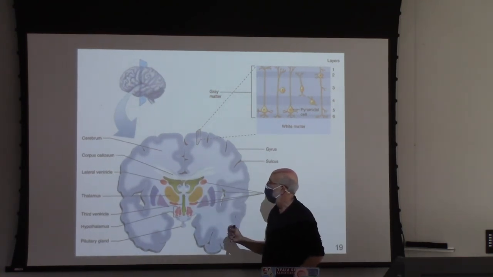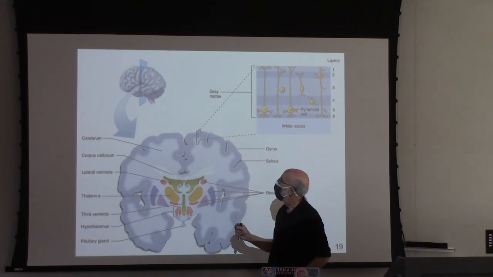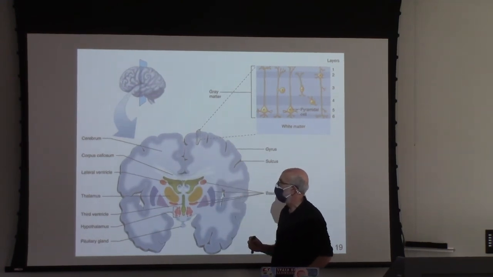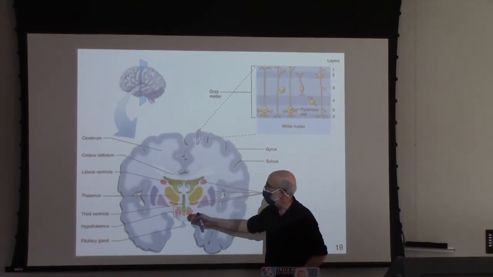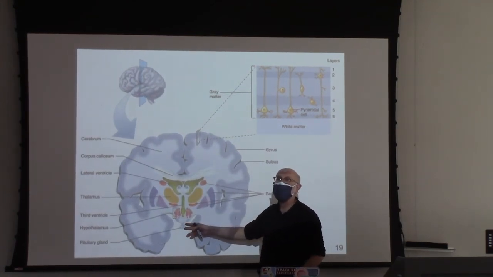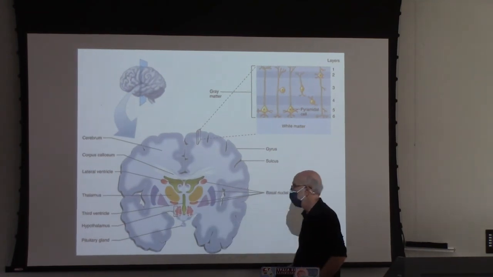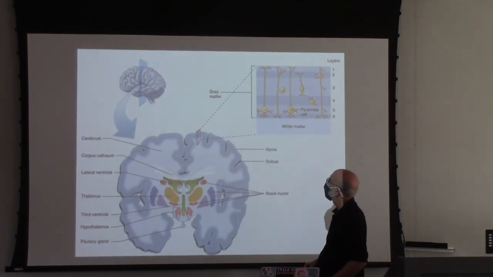Thalamus in the middle, corpus callosum, hypothalamus below the thalamus. We're going to talk about the pituitary a lot when we get to the endocrine section, but just introducing the word here.